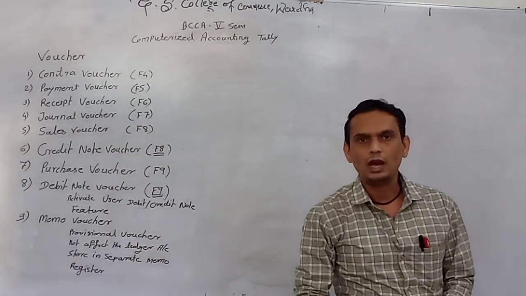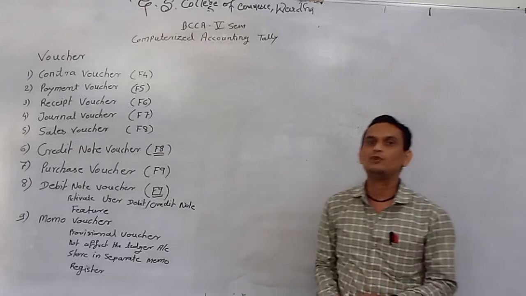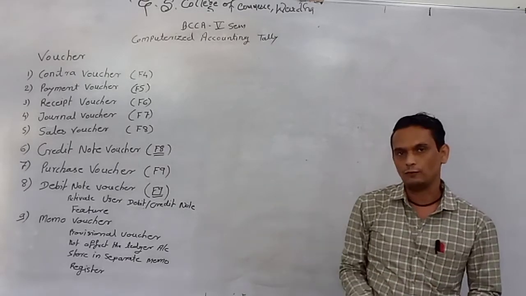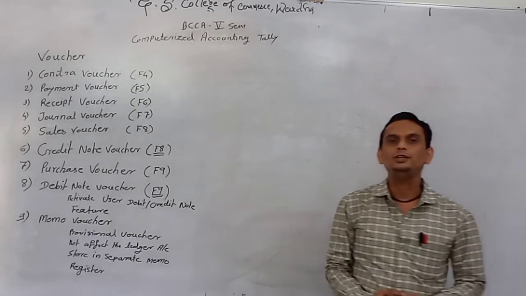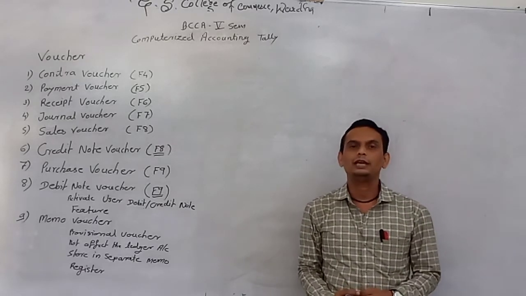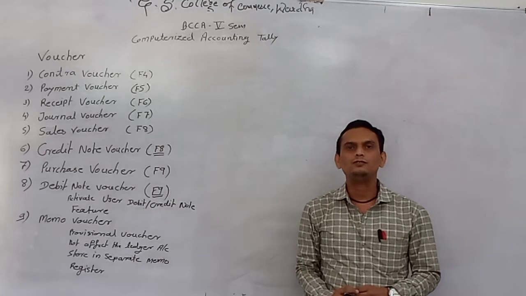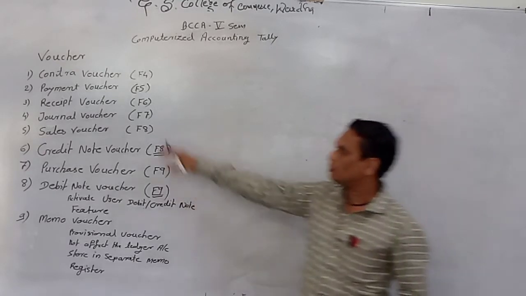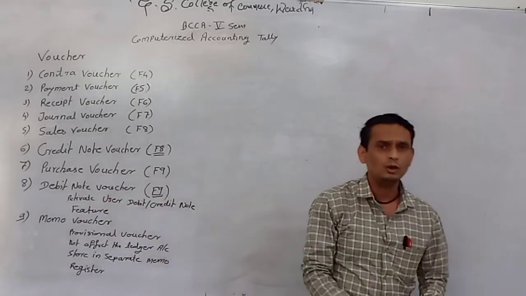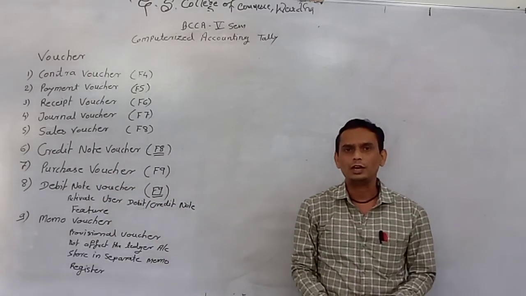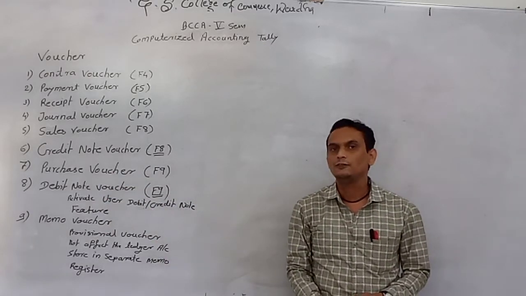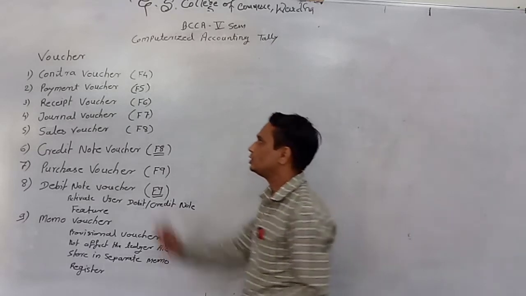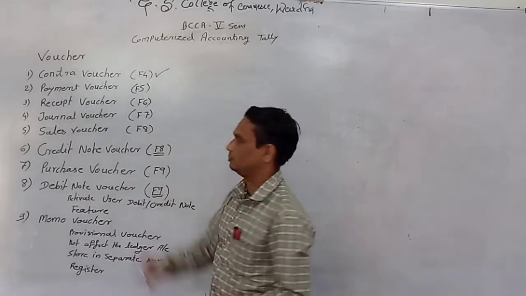For that we have 16 predefined vouchers provided by the Tally software. If we want a new voucher, we can create it, but by default we have 16, and from those 16 we learn about these 9 vouchers, for what type of transaction they can be used. Okay, so the first voucher is the contra voucher.